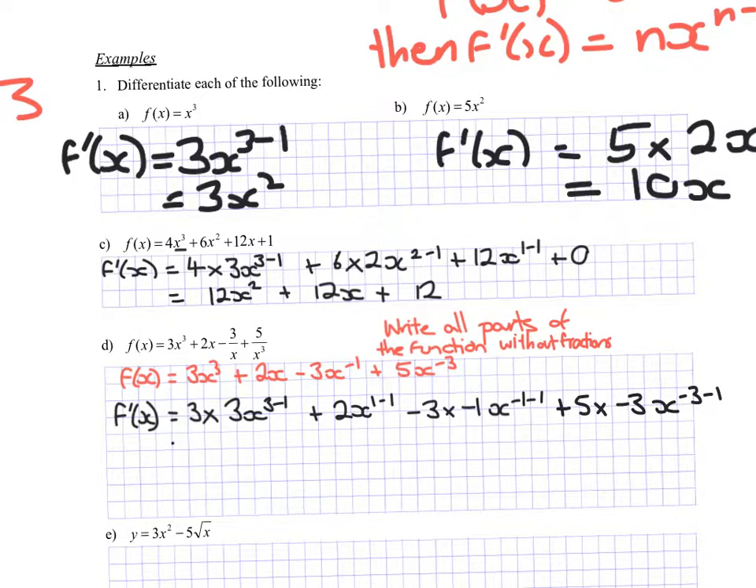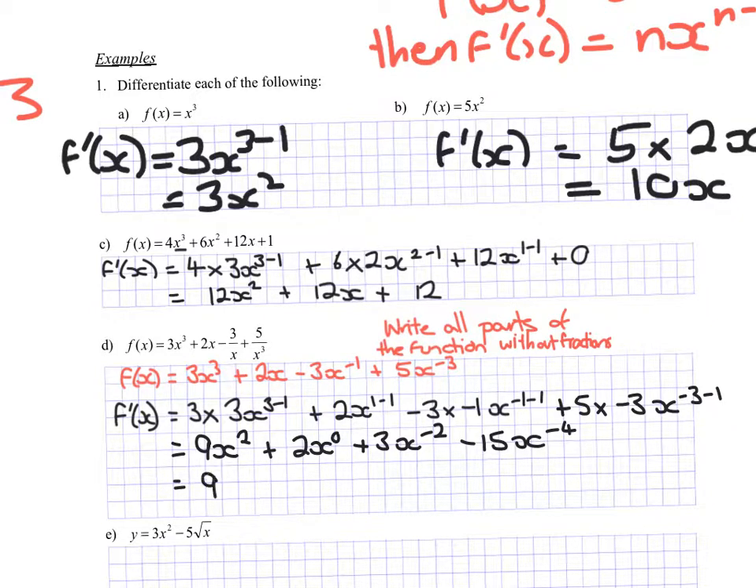All right, so f dash of x then is going to be 9x, 3 take 1 is 2, so 9x squared, plus 2x to the 0, take, now negative 3 times negative 1 is just going to be positive 3, so x to the negative 2. And then 5 times negative 3 is going to be negative 15, take 15, x to the negative 4.